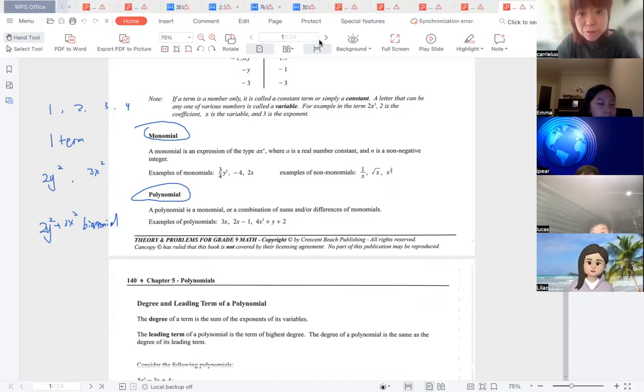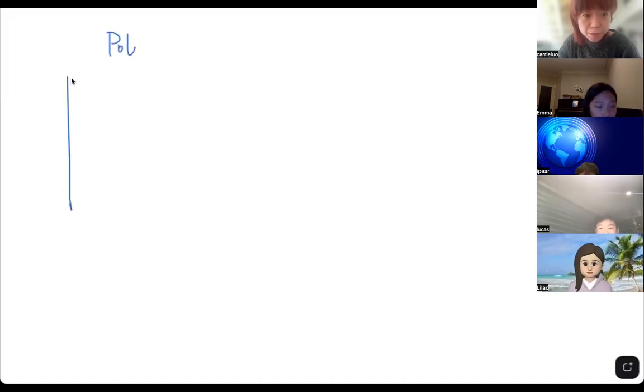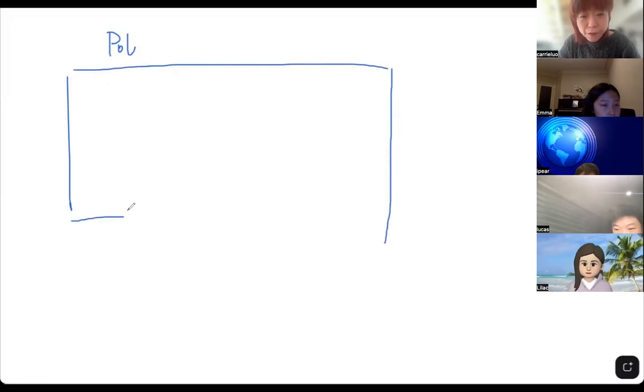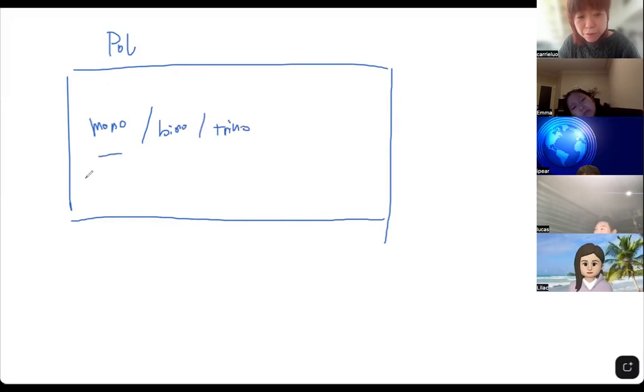Okay, so let me just give you a bigger picture. In the polynomial family, poly, we have so many, it's a very big family, okay? So inside we have mono, we have bino, and we have trino. So they're all different. Mono is for instance only 1 term, for instance 2y squared or 3x or 4. So these are all mono.